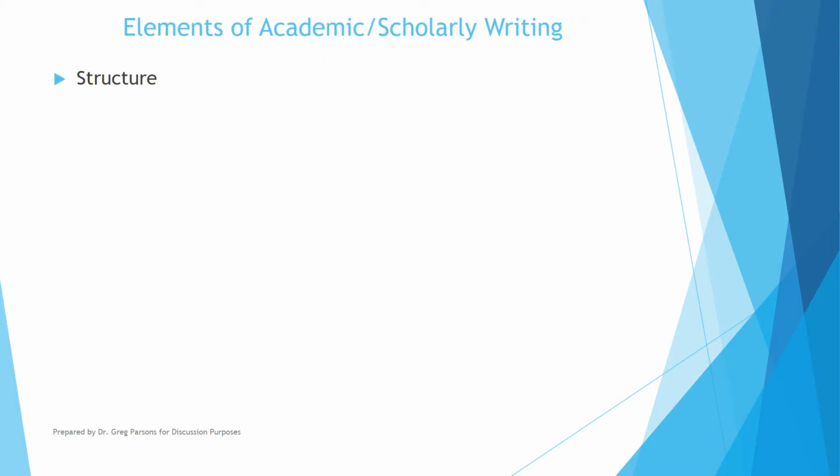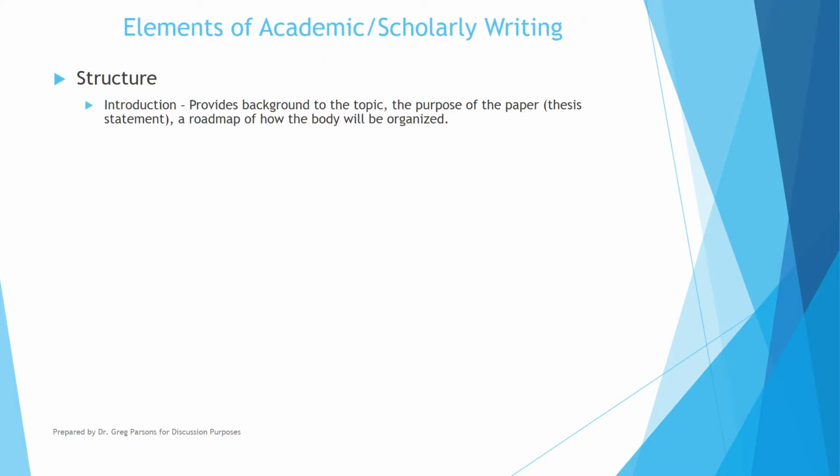So let's look at some of the basic elements in scholarly writing. First, there's structure. Every paper needs to have an introduction. Now, APA formatting says you don't need to write the term introduction as a heading. It's implied that the first section of the paper, before the body of the paper starts, will be the introduction and won't need a heading.